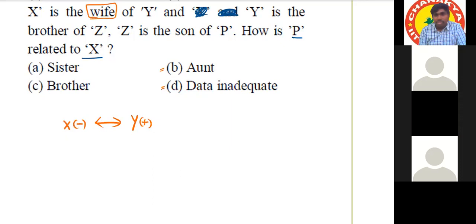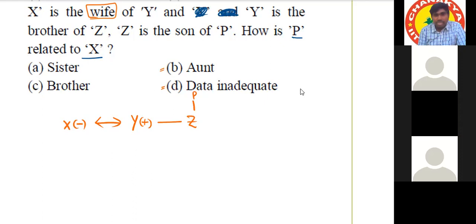Okay, X is the wife of Y. Over. Next, Y is the brother of Z. Z is male now because brother. Z is the son of P. So they're saying that Y is a brother, not Z is a brother, right? So we cannot declare that from that statement. Y is the brother of Z, not Z is the brother. From that statement, we cannot say Z's gender.